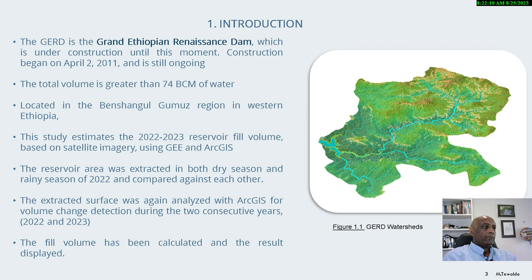For that I use Google Earth Engine, the most efficient tool to extract Landsat images and so on. Then I calculated the volume automatically using ArcGIS. The reservoir area was extracted in both dry season and rainy season and compared, so that you can see the difference, how much water filled and how much remains. The extracted surface was again analyzed with ArcGIS to calculate the volume, and the filled volume has been calculated and the result displayed.